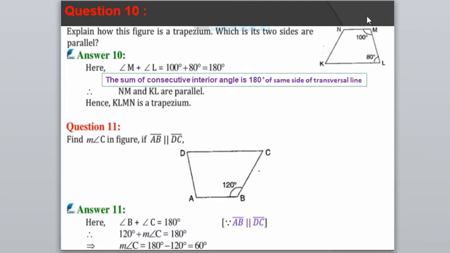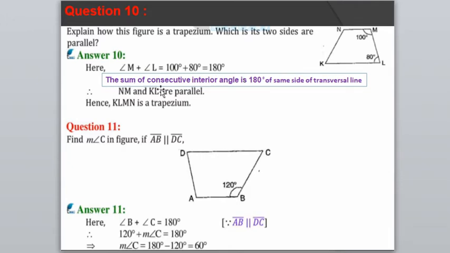So here the interior angles are formed by the transversal line, and the two angles are formed on the same side of the transversal line. If the angles are formed on the same side of the transversal line and their sum is 180 degrees, then the two lines cutting the transversal are parallel. So angle M plus angle L equals 100 degrees plus 80 degrees. Angle M is 100 degrees and angle L is 80 degrees, and their sum is 180 degrees. So yes, we got their sum as 180 degrees.